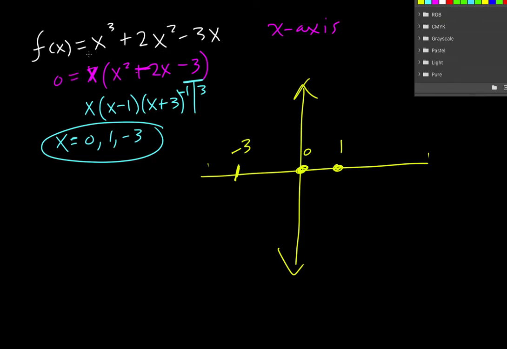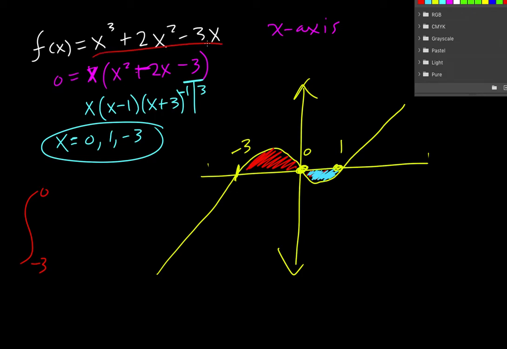Now, because the leading coefficient is positive, and it's a third degree, it's going to go something like this. And so we have an area above the curve as well as an area below the curve. So let me do those different colors actually. That one's going to be blue. Okay, so the area represented by the red is going to be from negative 3 to 0, and we're going to just plug in our function. So x to the third plus 2x squared minus 3x dx.